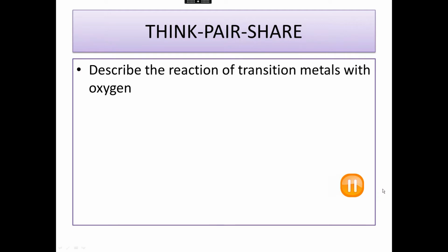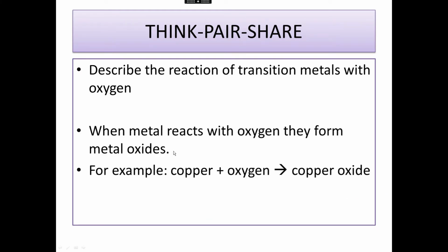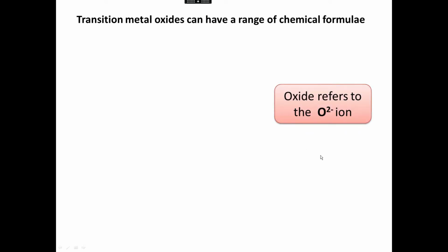Right, let's see, what did I put for my sentence? When metals react with oxygen, they form oxides. For example, copper plus oxygen makes copper oxide. Nice and easy, nice and straightforward. Now, because they form a range of ions, their oxides can have a range of chemical formulae. Oxide is always O2 minus.